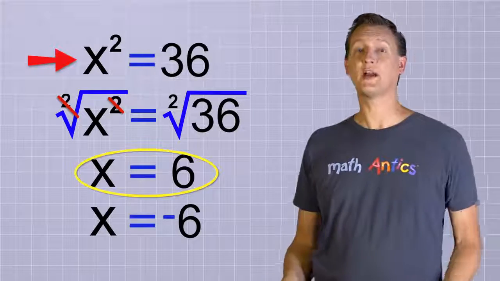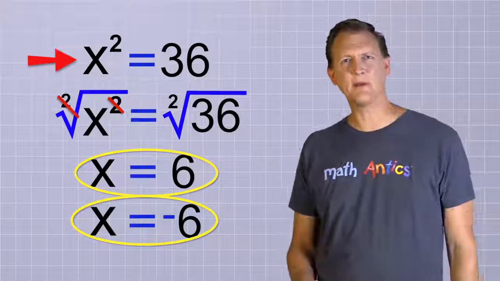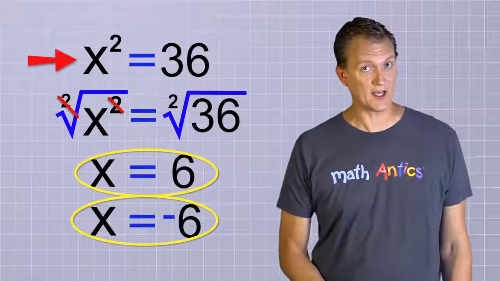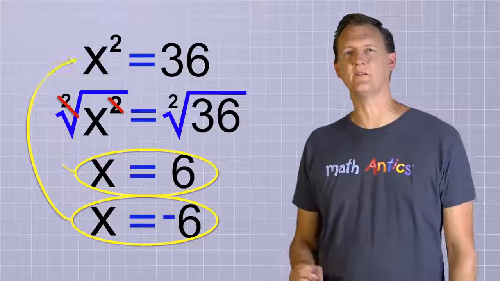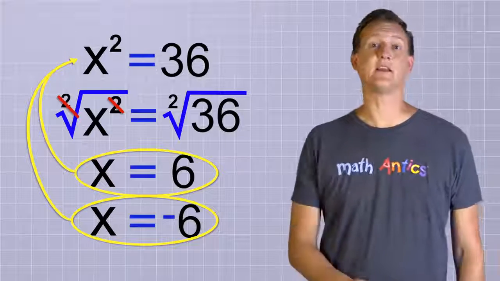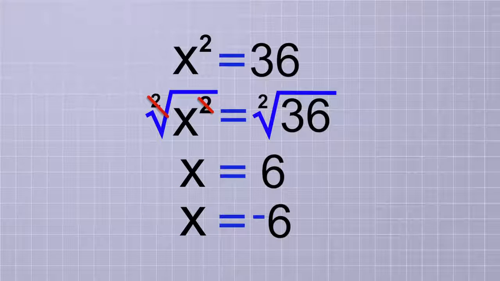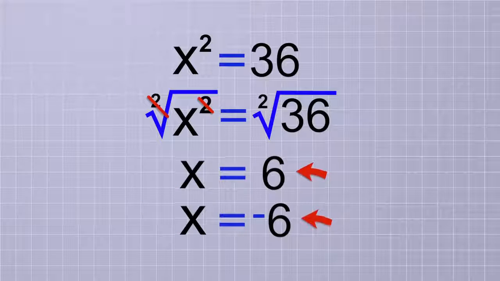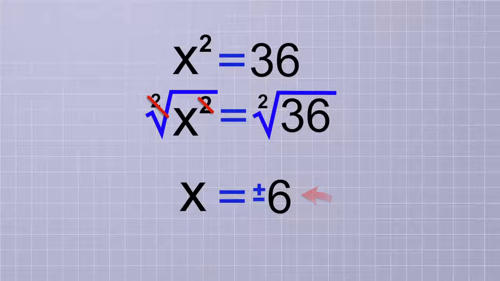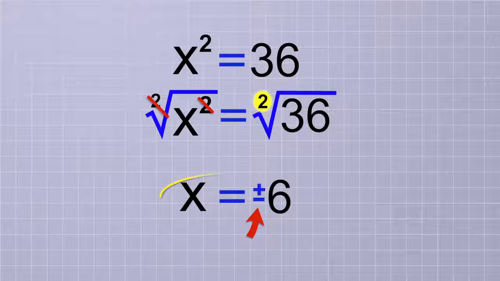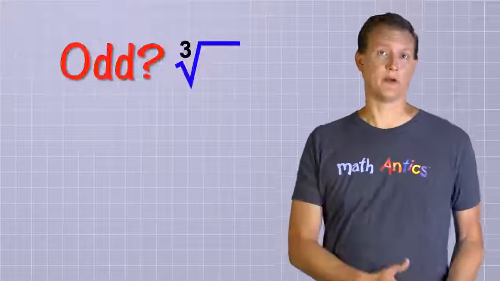X could be 6 or x could be negative 6. X can't be both 6 and negative 6 at the same time, but you could substitute either value into the equation and it would make the equation true. So in algebra, when we have a situation like this, where the answer could be positive or negative, we use a special plus or minus sign that looks like this. X equals plus or minus 6. And we use it when we're finding even roots of a number, since we know that the answer could be positive or negative. But what about odd roots, like the cube root of a number?